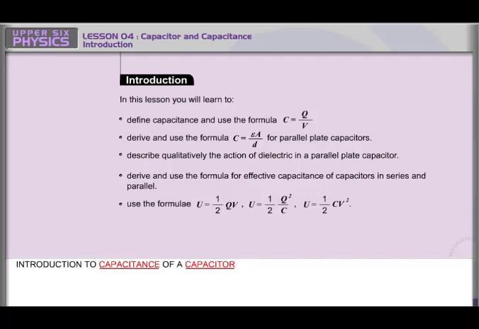Derive and use the formula for effective capacitance of capacitors in series and parallel. Use the formulae U equals 1 over 2 QV, U equals 1 over 2 Q squared over C, and U equals 1 over 2 CV squared.